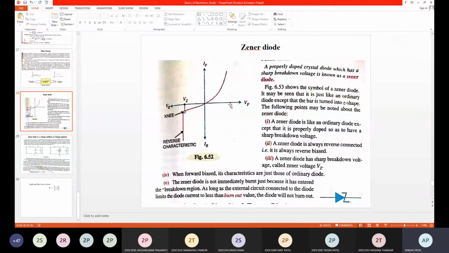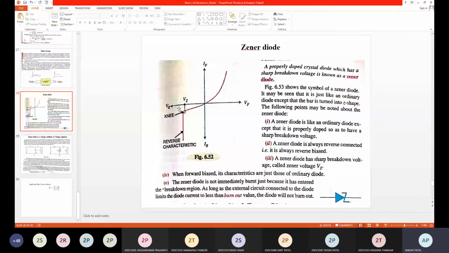When we increase the voltage in the reverse direction, the current increases sharply, so we get an almost vertical curve in the reverse direction. That's why in most applications we use the Zener diode in reverse bias, or we operate it in the breakdown region, because the current increases sharply with respect to the reverse voltage. Due to this sharp increase in current, the Zener diode will not burn.